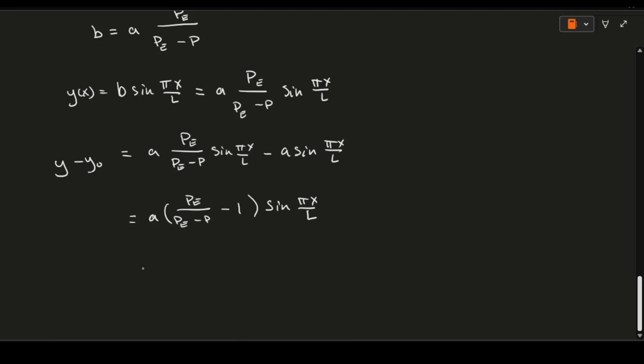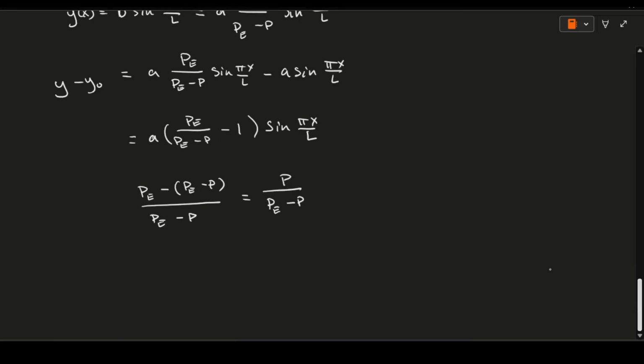So we have that P_E minus P_E minus P, all over P_E minus P. That's equal to P over P_E minus P. So this difference of y minus y naught is equal to a times P over P_E minus P sine pi x over L.